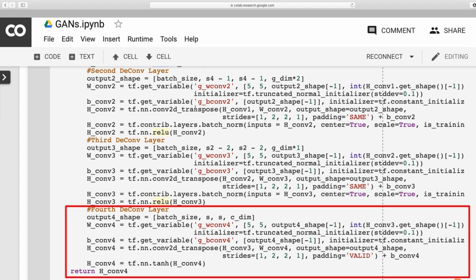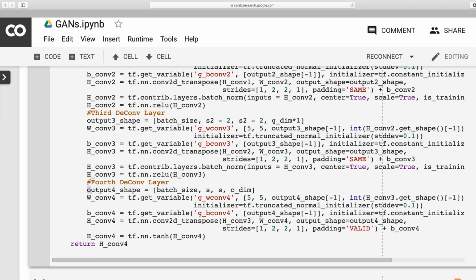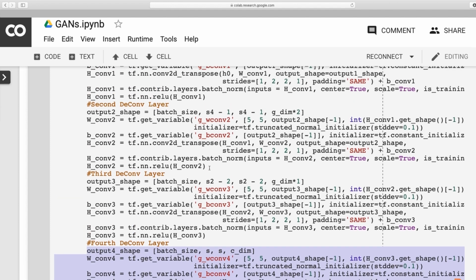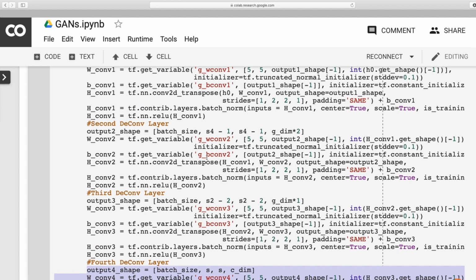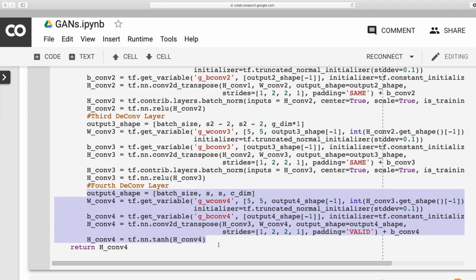The fourth layer also follows the same structure, but the output would be computed as the tangent hyperbolic of the transpose conv 2D result, which would be in the range between -1 and +1. This shows the structure of the fourth deconvolution layer. The third one was just like the other two ones above, so we skip the explanation of that one. So the output of the fourth layer would be between -1 and +1.